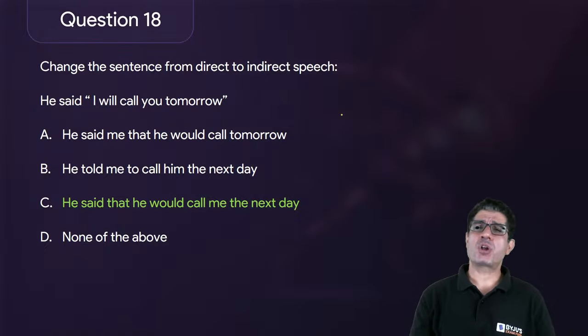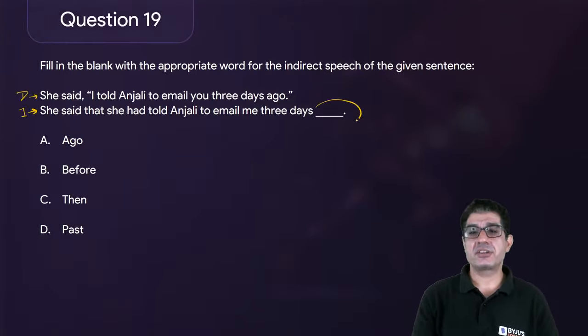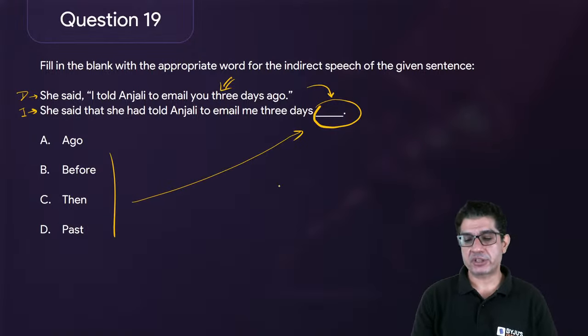Okay, 19th is more of a conceptual question based on your understanding of direct and indirect here. So read this sentence and then tell me which one of the four should come into this blank or should be put into this blank.